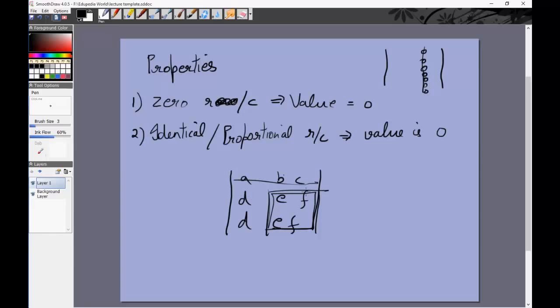So if instead of D, E, F you have 2D, 2E and 2F, that still means the same thing, because you could take a 2 common outside and then you could have D, E, F. Because if you're expanding it about this row, let's say, then you'll have 2D multiplied by something, 2E multiplied by something, 2F multiplied by something, in which you can take 2 common outside and you'll again have D times something, E times something, F times something. Right, so this is true for proportional rows and columns as well.